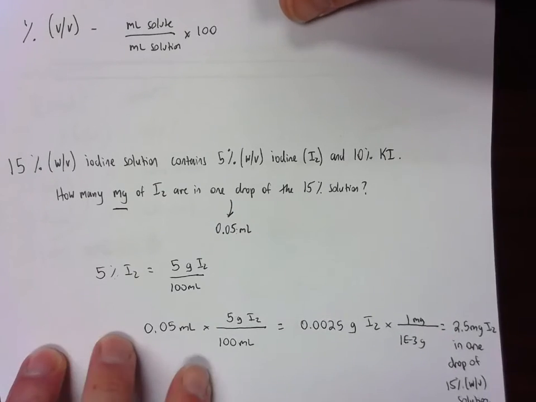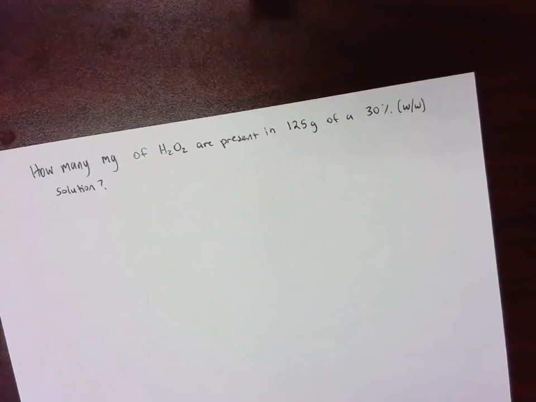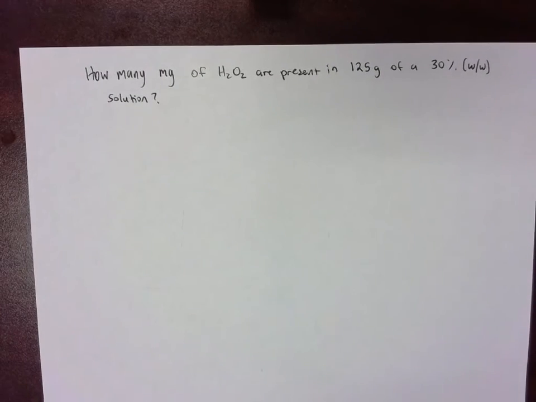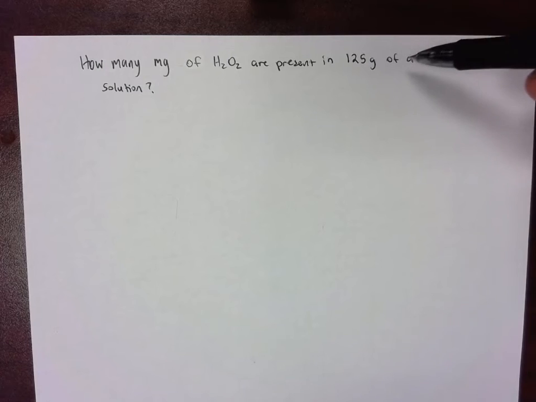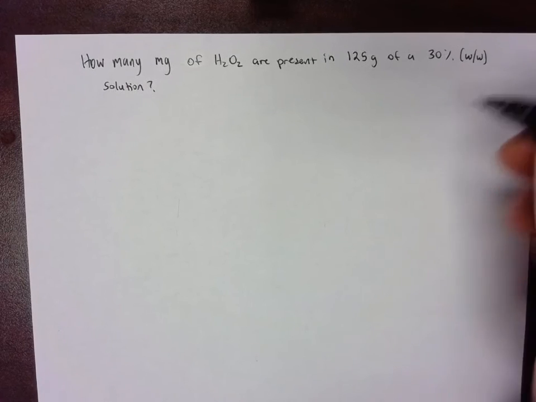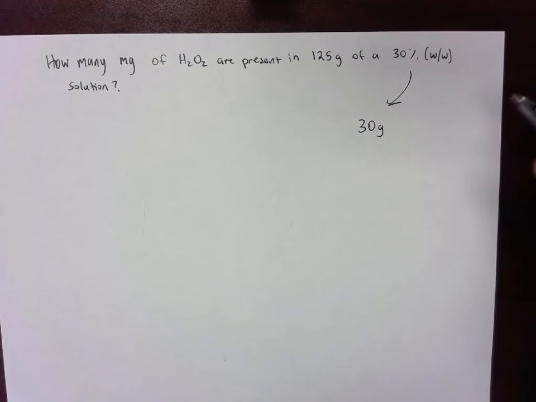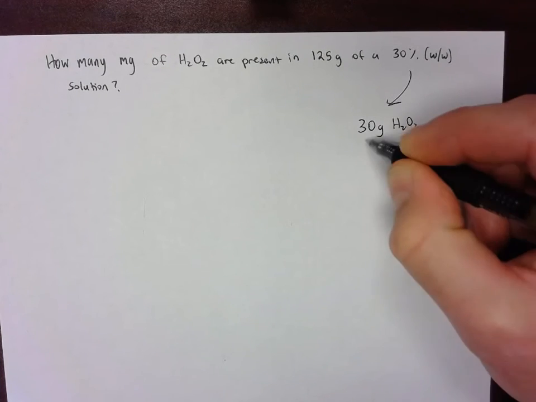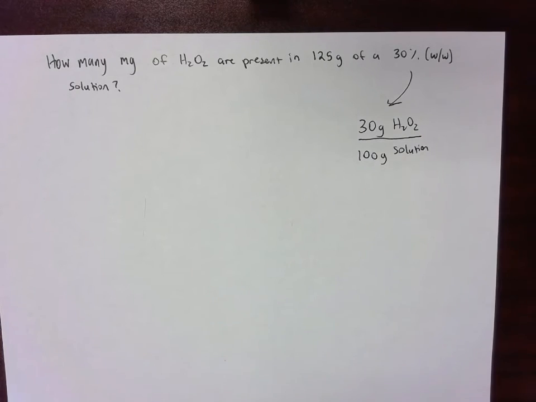Okie doke. So that's that problem. We got another one on, where did I write it? Here it is. This one is asking how many milligrams of H2O2 are present in 125 grams of a 30% weight over weight solution. So real quickly, let's interpret what this means. This would be 30 grams H2O2 in 100 grams of solution.